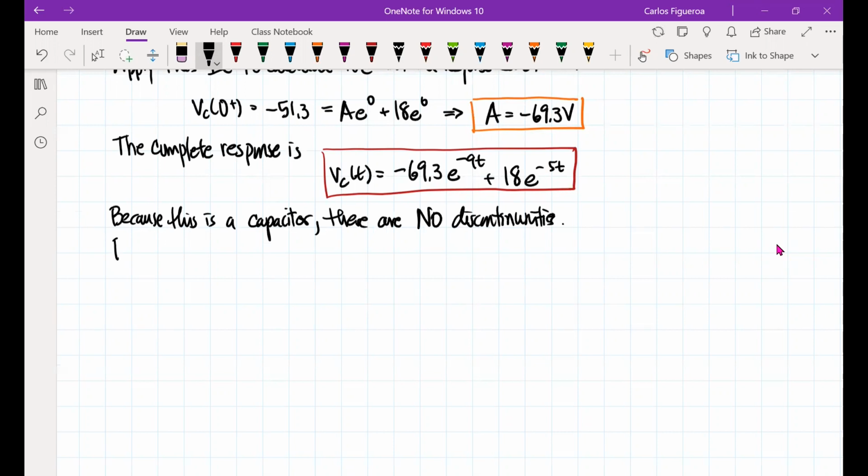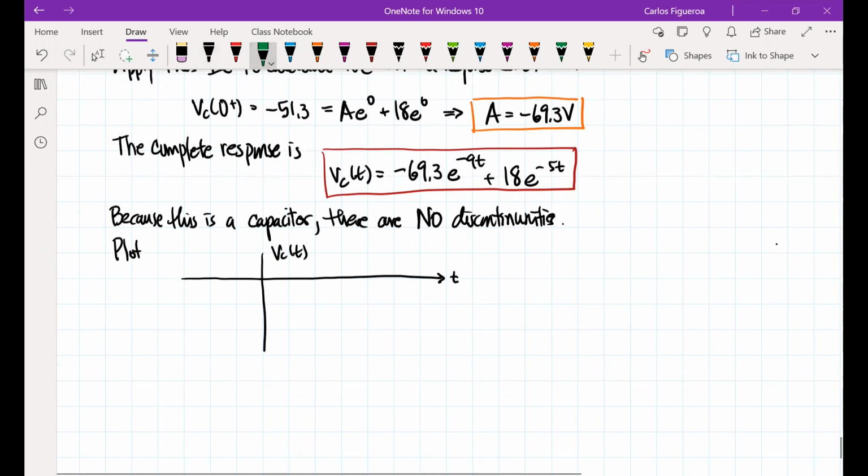Now I'm going to plot this, and it looks like this. Everything is negative, so I'm going to draw my curve like this, and we know that this is VC of t. Let's bring it down here. VC of 0 minus is negative 51.3, so you could imagine that this is negative 51. For a long, long time I have a constant value right here. In other words, VC of 0 must be negative 51.3 volts.